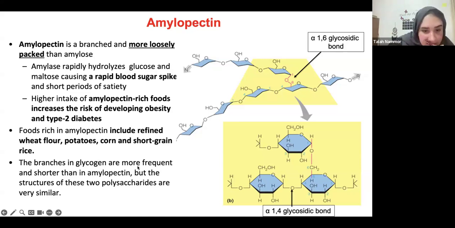And you can see in here, it says the branches are more frequent and they're shorter. So it means it's easier to break down. You get me? So if you think of it, in glycogen this is an advantage, but in the food that we eat, it's a disadvantage, because glycogen is something that's regulated by our body. On the other hand, anything that you're eating is not regulated. Is it clear?